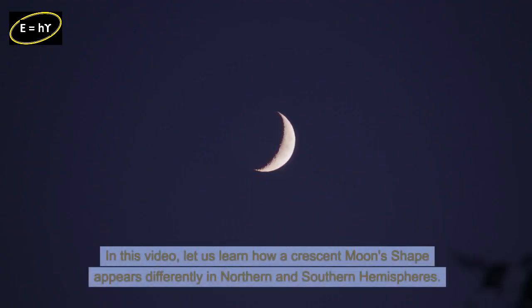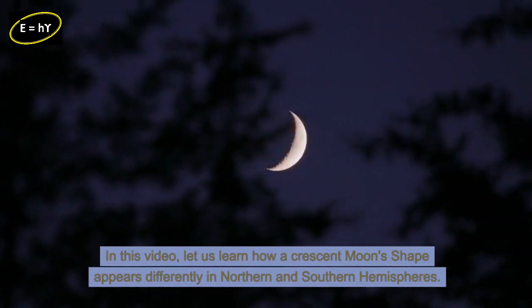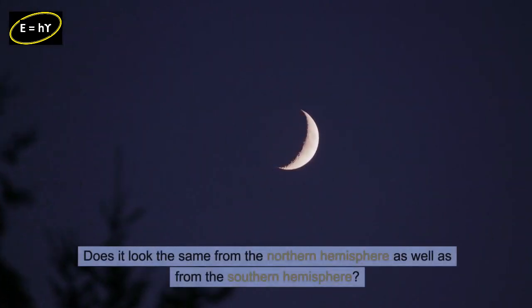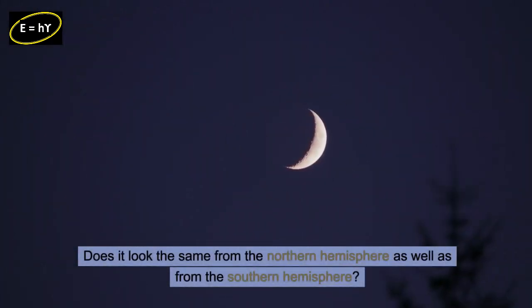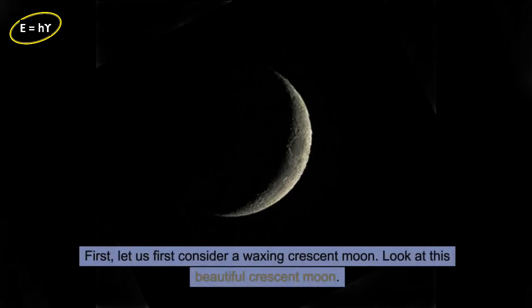In this video, let us learn how a crescent moon's shape appears differently in northern and southern hemispheres. Doesn't this crescent moon look amazing? Does it look the same from the northern hemisphere as well as from the southern hemisphere? If it does not look the same, how does it differ? And why? First, let us consider a waxing crescent moon.